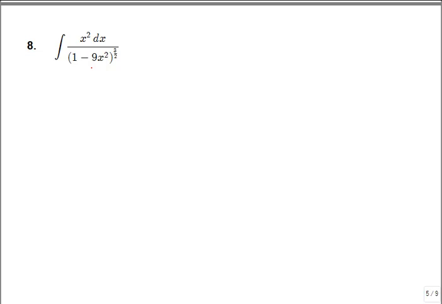We're looking for one of those three patterns: either a squared minus u squared, u squared minus a squared, or u squared plus a squared. Well, this one obviously has a minus, and the variable comes second after the minus sign. So when that happens, that's when you use your sine function.